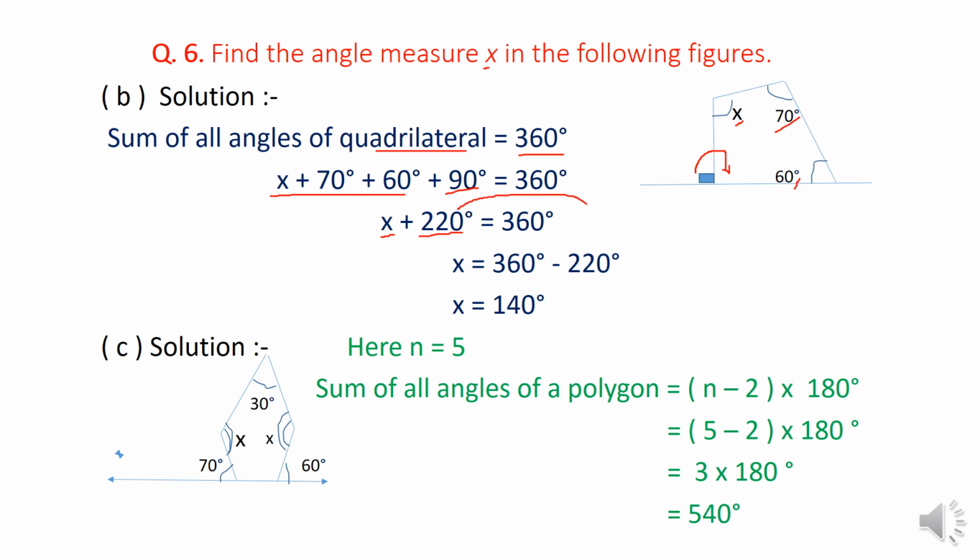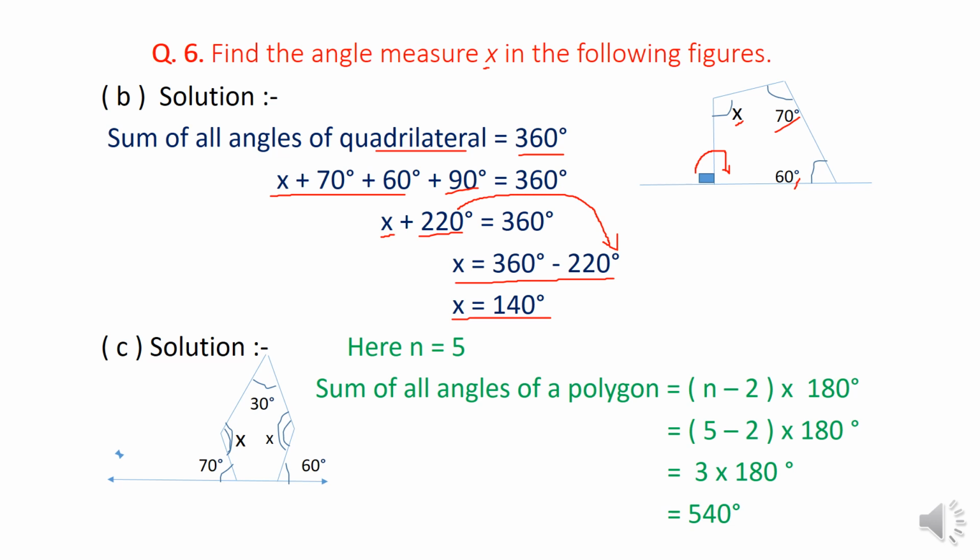So this 210 will transfer to the other side, and we will get x is equal to 360 minus 210. So thus we will get the answer x is equal to 140. Now let us consider the solution of question C.